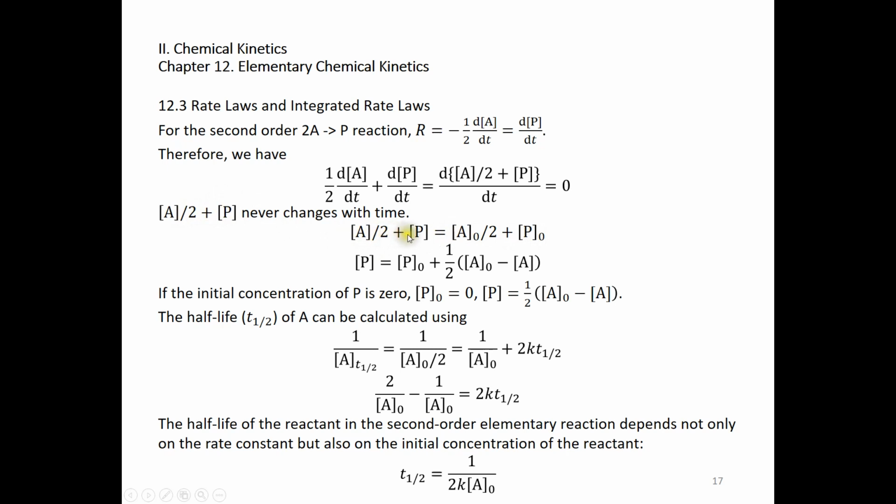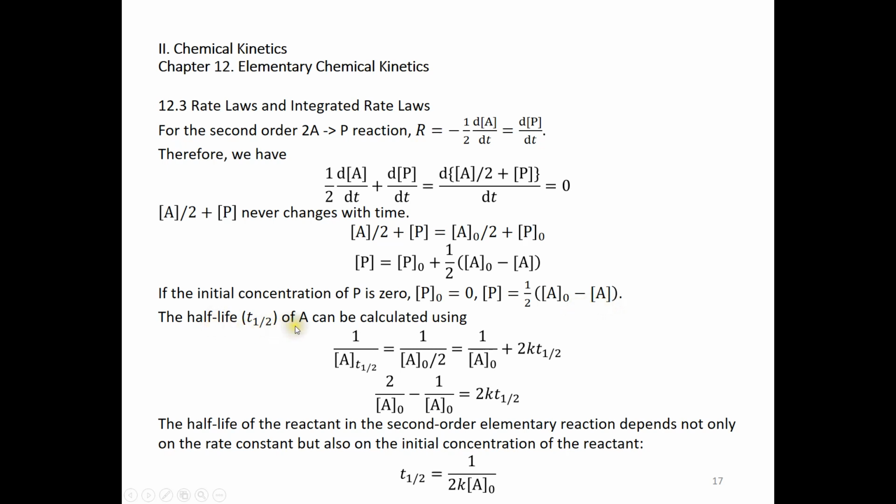A over 2 plus P is equal to its value at the beginning. It never changes. And using this equation, we know P is P naught plus 1/2 of A naught minus A. This is the change of A divided by 2. That will be the change of P. If the initial concentration of P is 0, which is common, P naught is 0, then P is just 1/2 of A naught minus A.